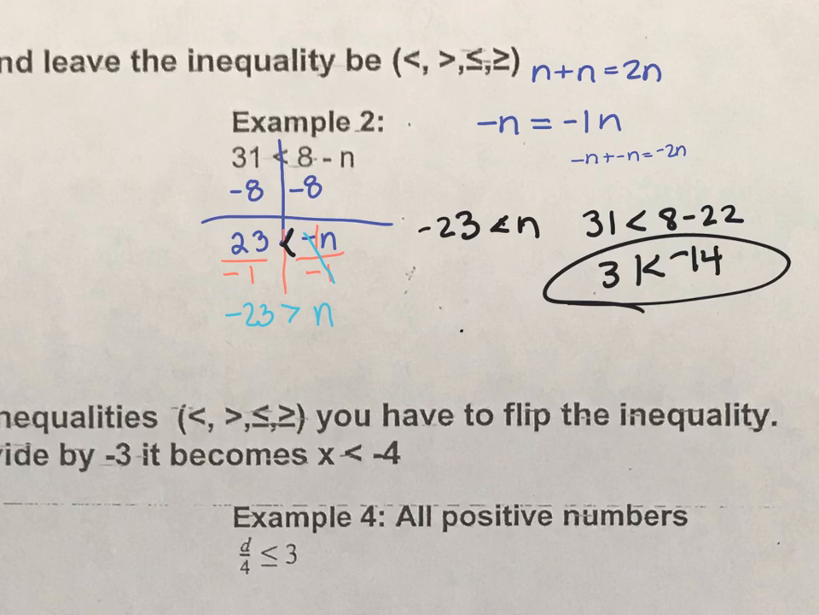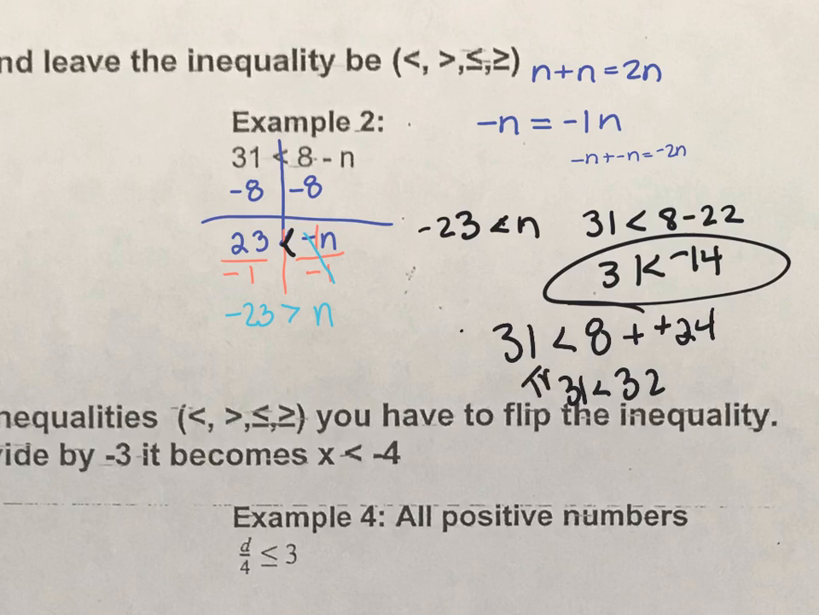So if I go back to the original one, 31 is less than 8 minus a number. The number is less than 24, so we said negative 24, because that's less than negative 23, right? Negative 24 is smaller. So we would change the sign. 8 plus 24 is 32. So 31 is less than 32. True or not true? True.